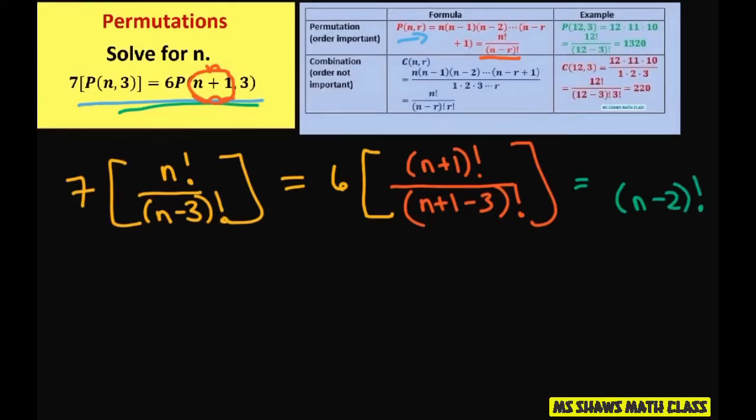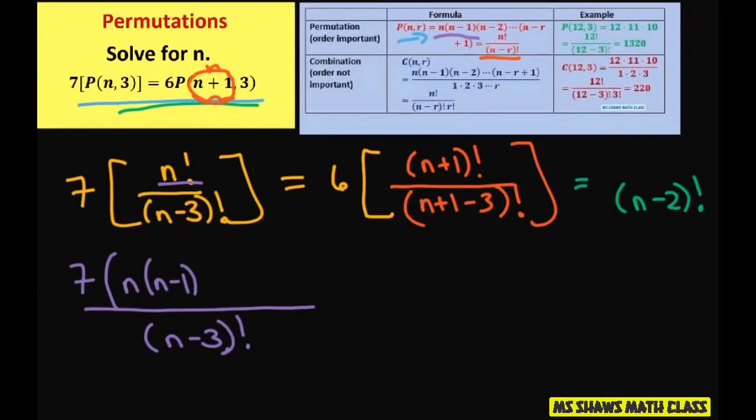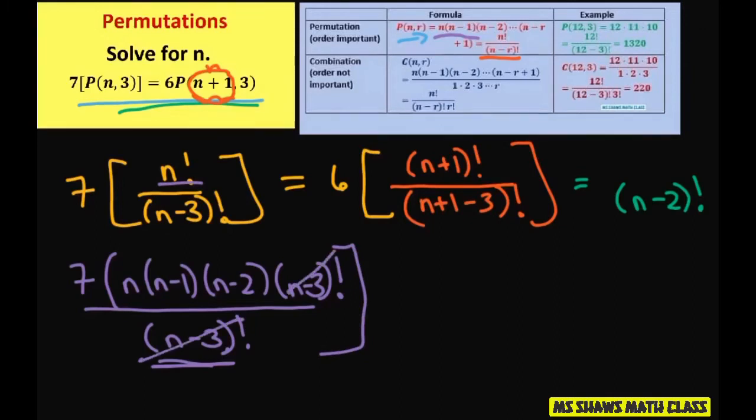So when we expand this a little bit, n factorial is just, and our denominator is going to be n minus 3 factorial. So n factorial is just going to be n, using this formula, times n minus 1 times n minus 2, and we want to stop here so we can cancel them out. So when we stop there, these cancel, so that's what we have.